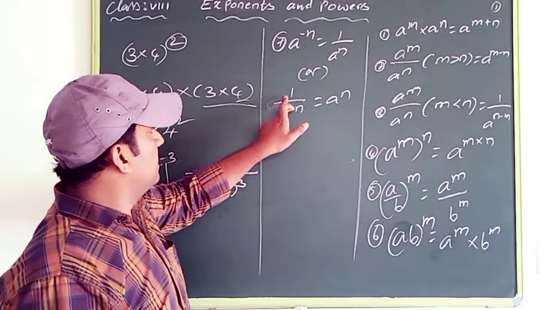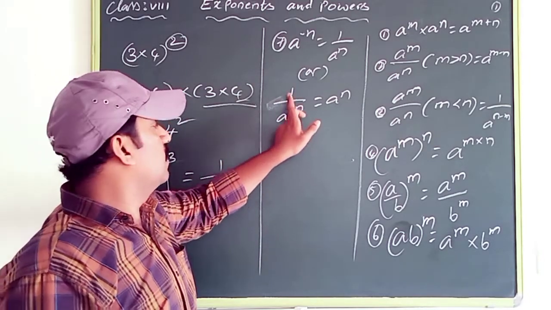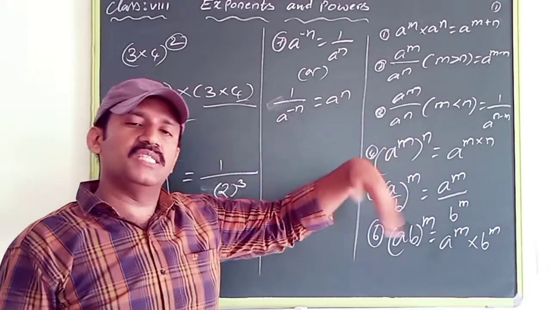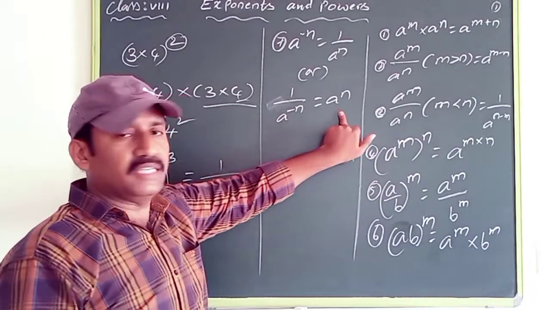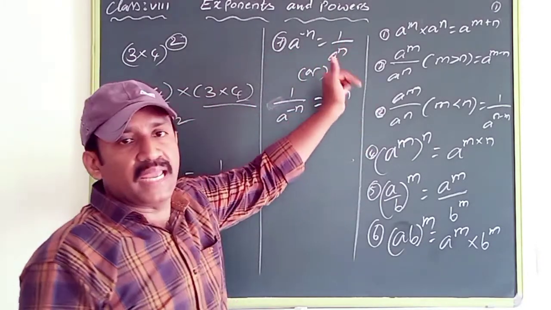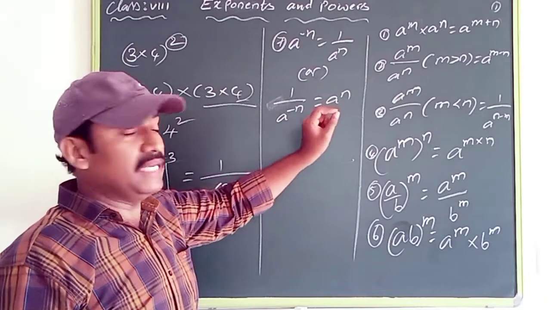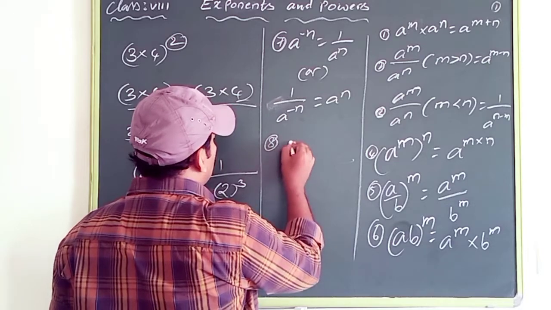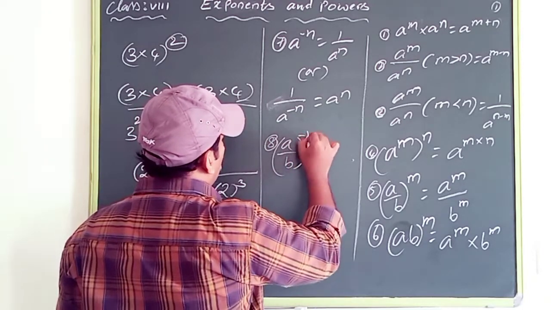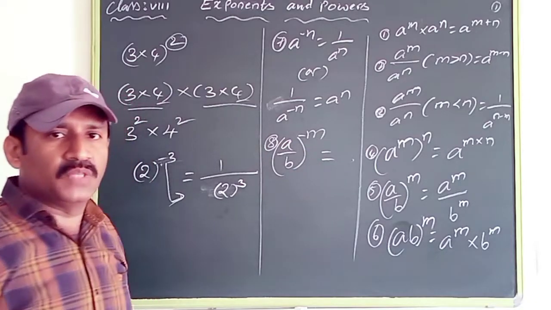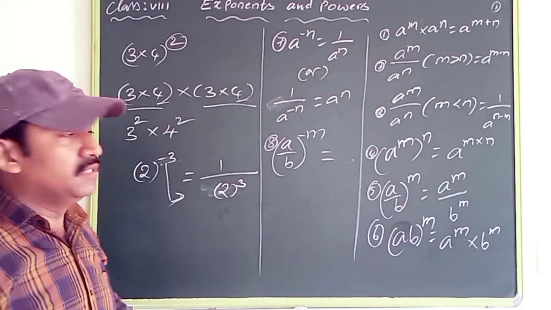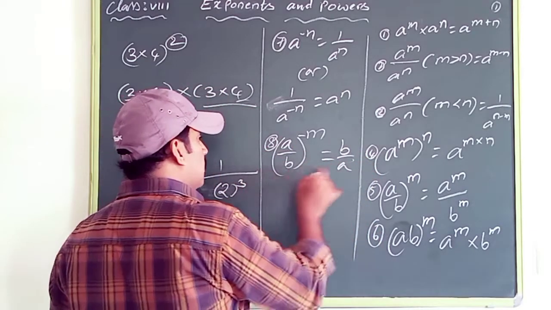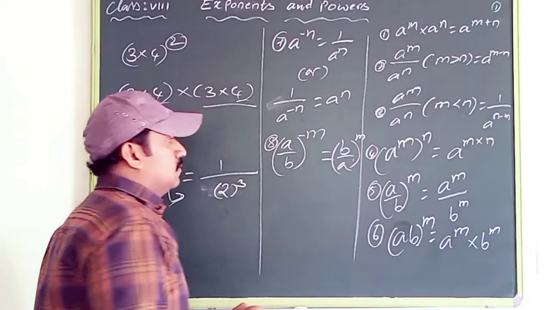When you have 1 by a to the power of minus n, with a negative power in the denominator, you can convert it into a positive power by taking it to the numerator. So a power minus n is 1 by a power n, or 1 by a power minus n equal to a to the power of n. And from this we can find another formula, that is a by b whole power minus n. If you see this form, a by b whole power minus n, then you can write b by a, just changing the numerator and the denominator, and you can write the power n. This is another condition here.